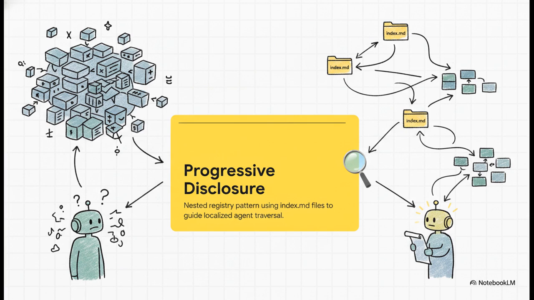Progressive disclosure instead acts as a nested registry. It utilizes top-level index.md files to guide agents down localized, highly relevant traversal paths. This is literally the cure for model hallucinations. Instead of dumping raw, noisy data into an LLM, we're feeding it a structured map.